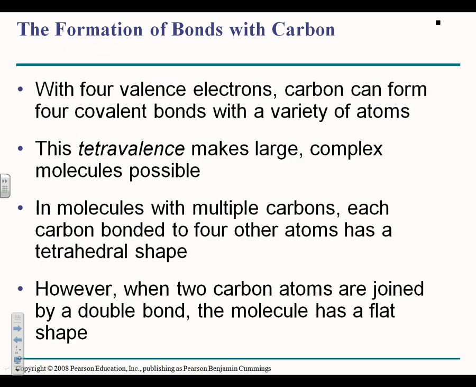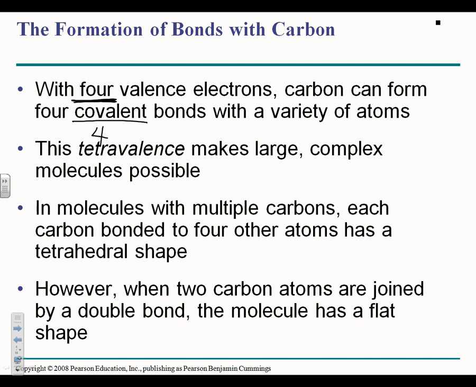In consideration of the formation of bonds, carbon has 4 valence electrons. So with 4 valence electrons, carbon can form 4 covalent bonds with a variety of atoms. Remember, it is covalent bonds. This is considered tetravalence because it contains 4 bonds. So this tetravalence makes large complex molecules possible. In molecules with multiple carbons, each carbon bonded to four other atoms has a tetrahedral shape, and we're going to talk about those shapes in a moment.